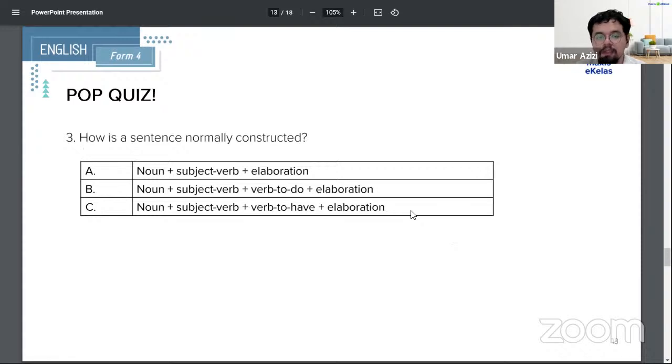So, which one of these work? A, B, or C? How is a sentence normally constructed? Fill in your answers in the comment section, wherever it is on the page.